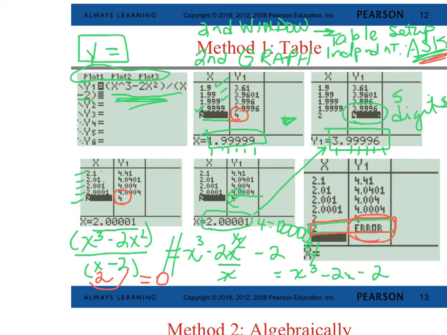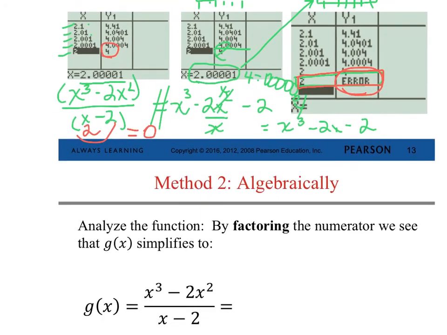Now, we can also investigate this particular limit algebraically.